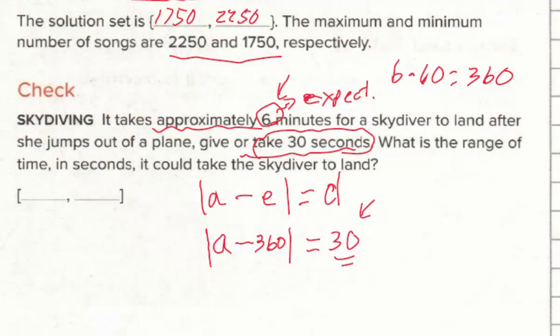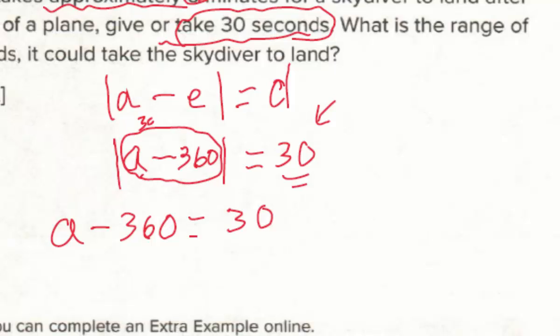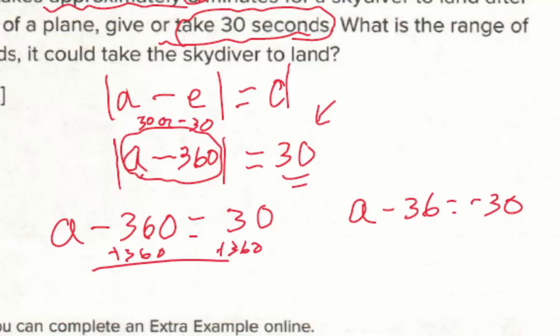So how do we solve it? We write two equations. We write one with the output possibly equaling 30, because remember, this expression in here could either equal 30 or negative 30, so I have to write two equations. So the other one is A minus 360 equals negative 30. And then we solve both of them. So we're going to add 360 to both sides on this one. So A equals 390 seconds.